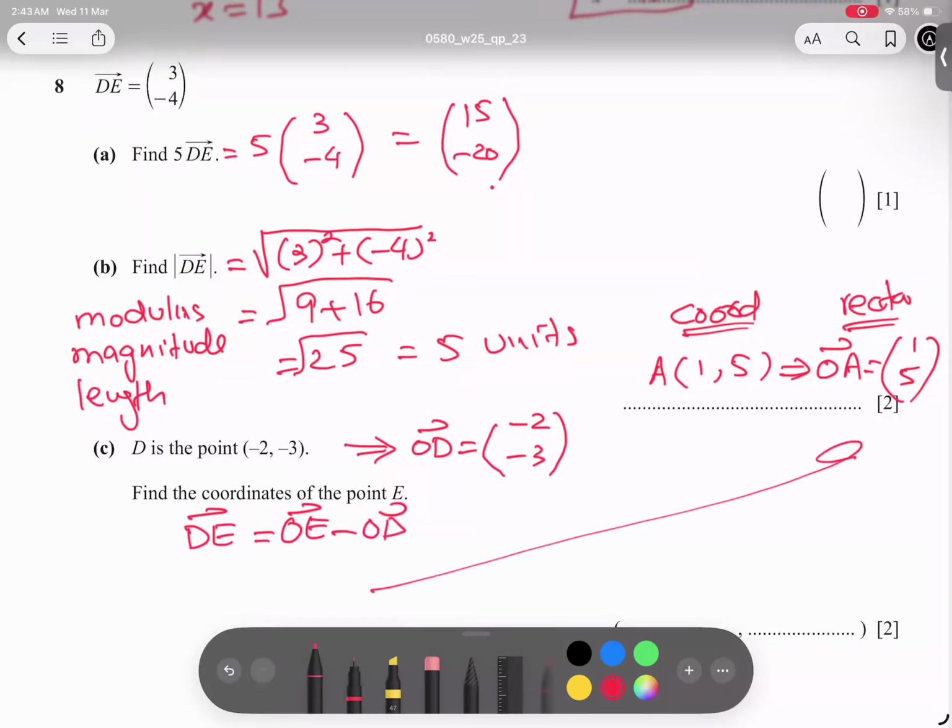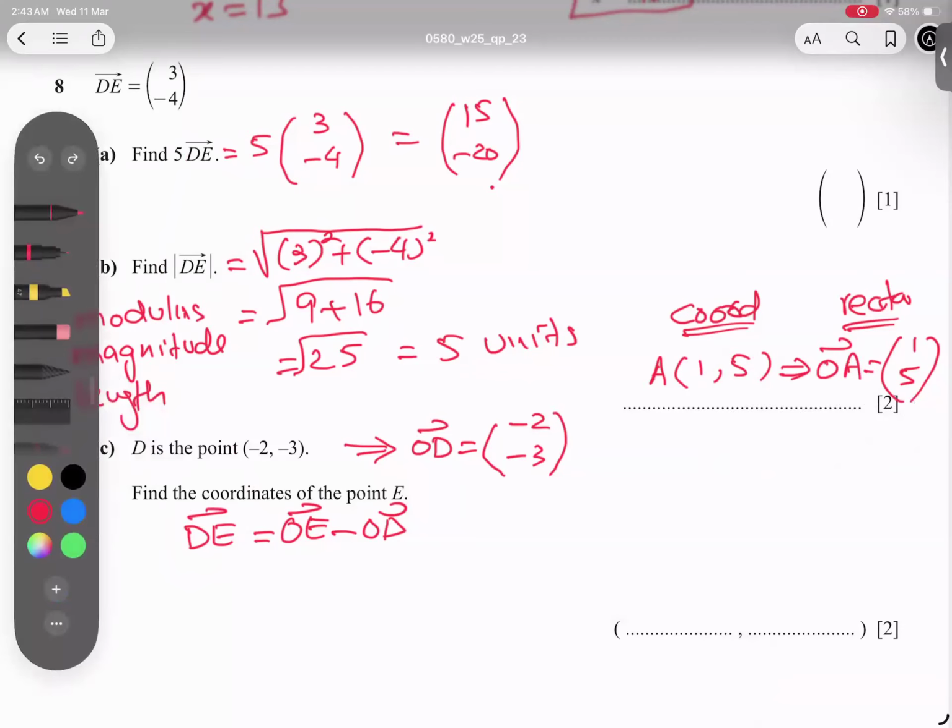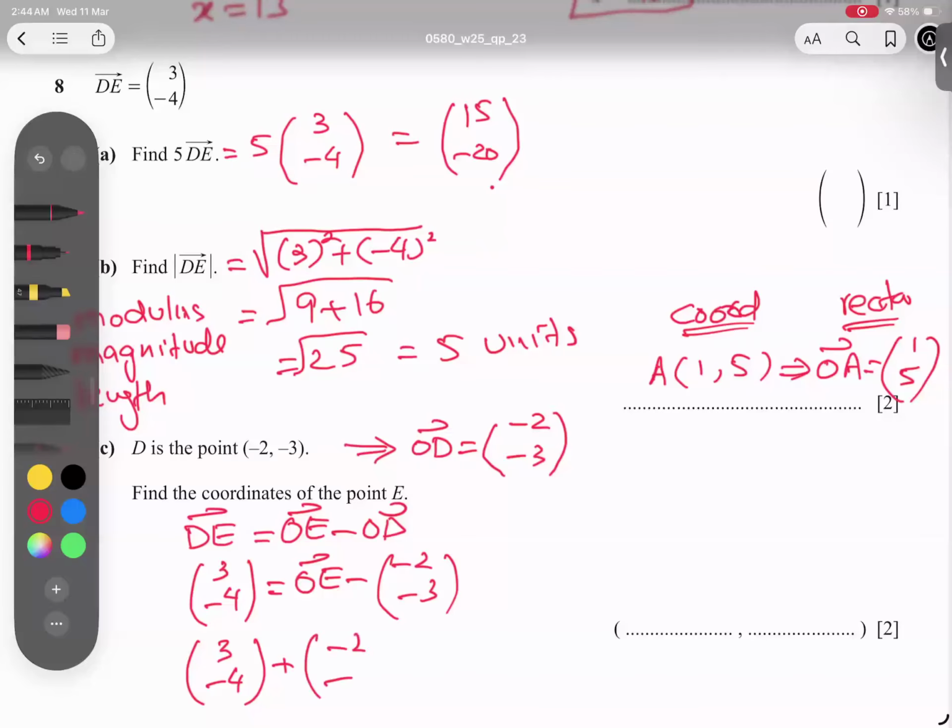For example, I have a vector LM. How to find it? Open it: OM minus OL. There's always minus in the middle. Though we have another way also, right now I'm writing this way. The DE column vector will come from the top. I'm writing here 3, -4. And OE is my job to find, so I'm leaving it as it is. OD comes from here, I'm writing -2, -3. When this column vector goes here, the sign outside will change. So this minus will become positive. No effect will come inside.